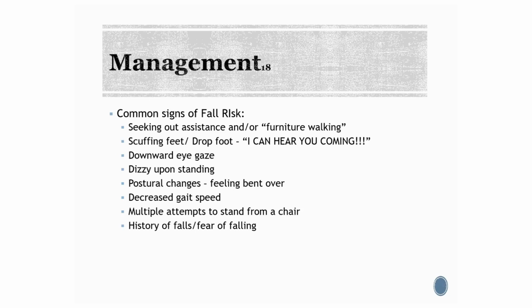that sensory issue. So you have 3 different systems that help to keep you balanced. You have your inner ear, you have your vision, and then you also have your sensation. So if you're staring at the ground, that tells you that your sensation might not be as helpful. So you're using your vision, you're relying on that to keep you balanced. Dizziness upon standing, and then postural changes, decreased walking speed, and then multiple attempts to stand up from a chair.